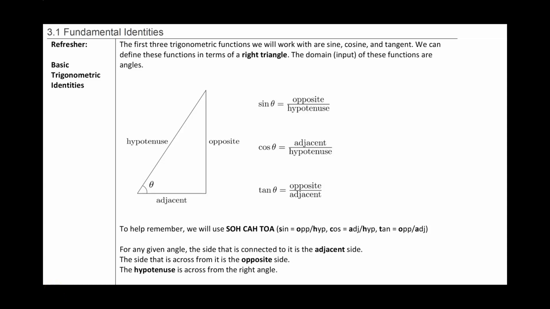So in 3.1, we are going to have a refresher about some basic trigonometric identities and then learn about even and odd functions. So remember that for any angle theta, sine is opposite over hypotenuse, cosine is adjacent over hypotenuse, tangent is opposite over adjacent, which we can summarize by SOHCAHTOA. For any given angle, the side that is connected to it would be the adjacent side, and the side that is across from it would be the opposite side. The hypotenuse is going to be across from the right angle.